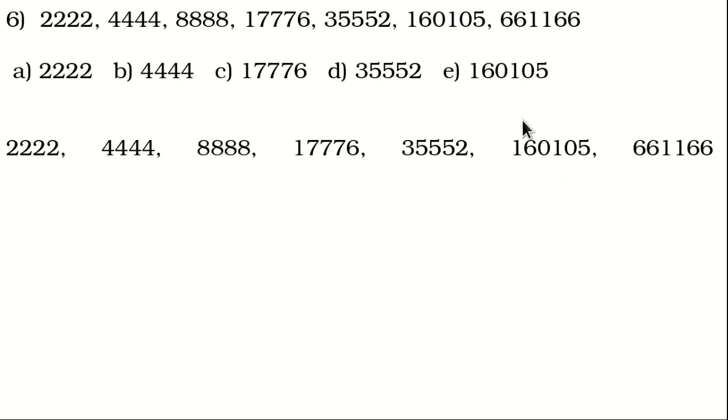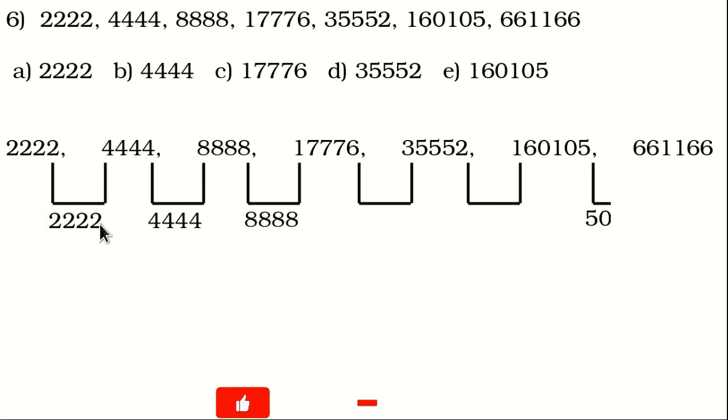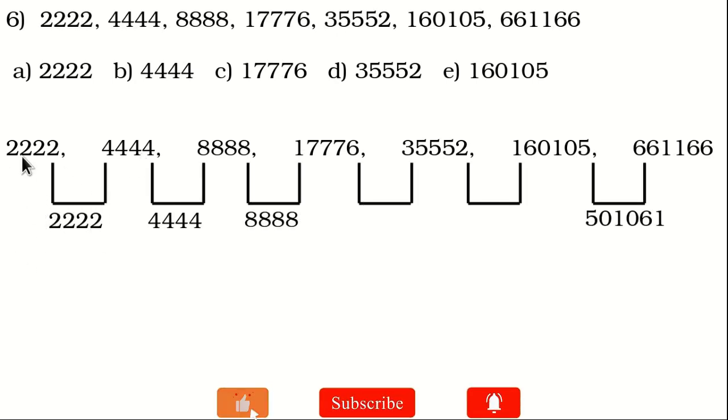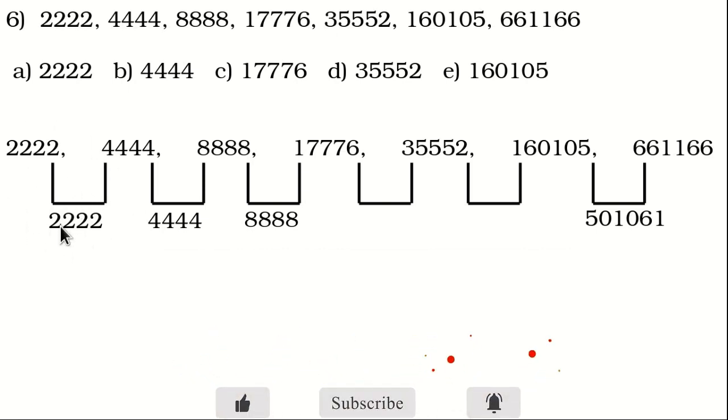Now let us try to relate the given numbers in another way. Observe the given numbers carefully. Difference between these two is 2222. I mean, 2222 when added to its reverse gives you the next number. 4444 when added to its reverse gives you 8888. When this particular number is added to its reverse, it gives you this number. And the difference between these two is nothing but the reverse of this number.